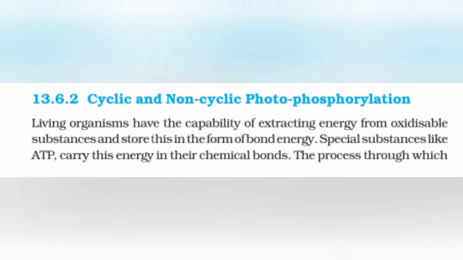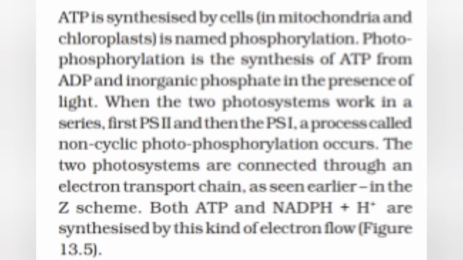Living organisms have the capability of extracting energy from oxidizable substances and storing this in the form of bond energy. Special substances like ATP carry this energy in the form of chemical bonds. The process through which ATP is synthesized by cells in mitochondria and chloroplast is named phosphorylation. If it occurs in the presence of light, then it is known as photophosphorylation. That is, synthesis of ATP from ADP and inorganic phosphate in presence of light.